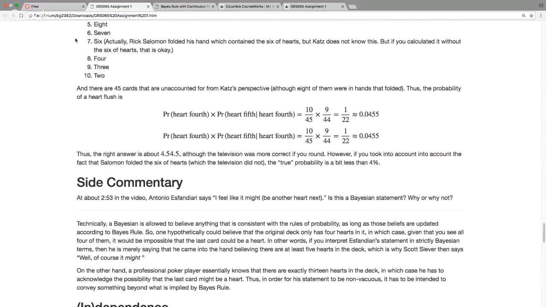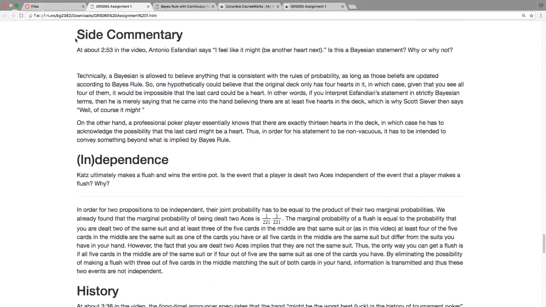One of the other players at the table, when it comes down to the last card, says, I feel like it might be a flush. Is this a Bayesian statement? There's a way to interpret that it is, but it's not a particularly reasonable interpretation.